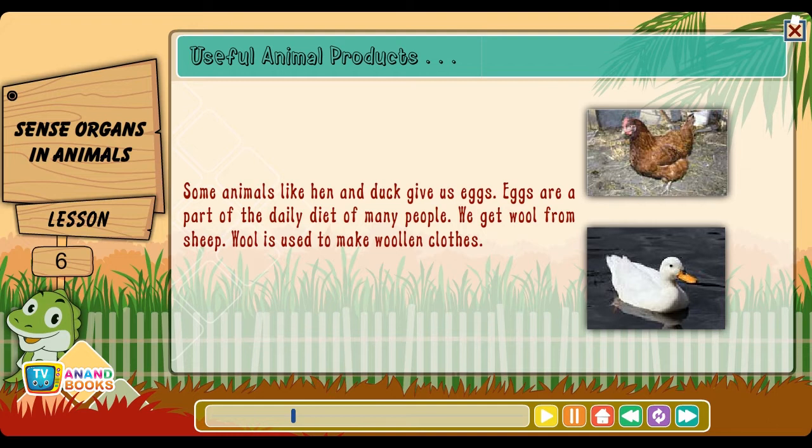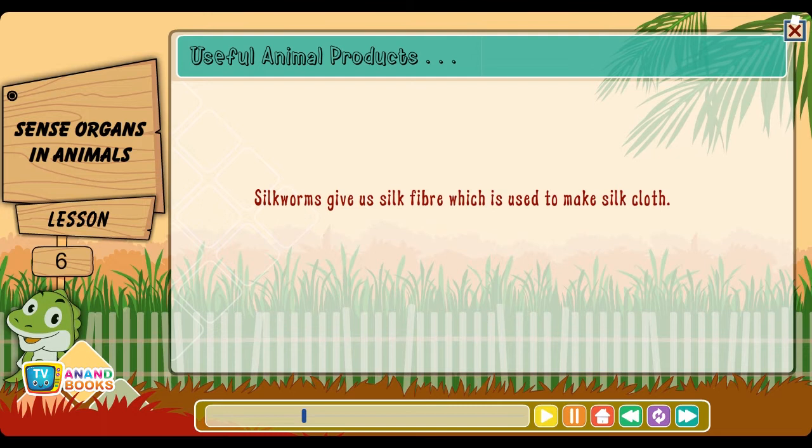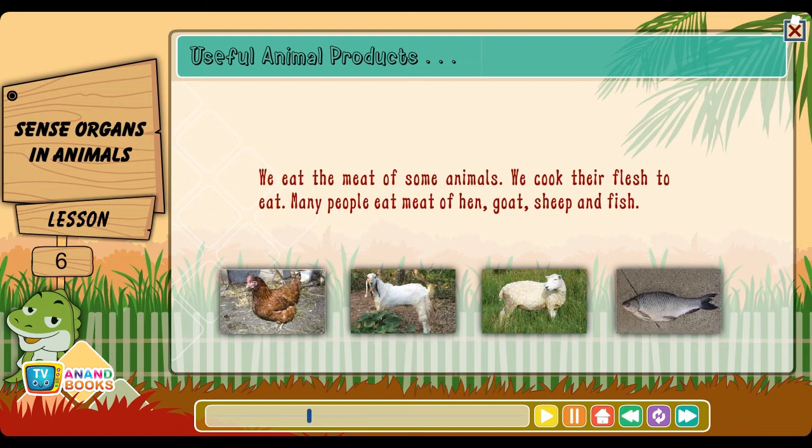We get wool from sheep. Wool is used to make woolen clothes. Silkworms give us silk fiber, which is used to make silk cloth. We eat the meat of some animals. We cook their flesh to eat. Many people eat meat of hen, goat, sheep and fish.